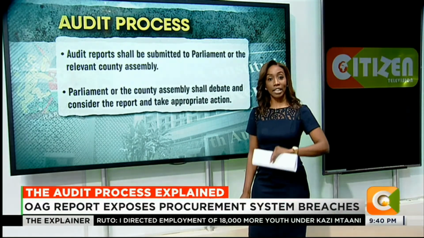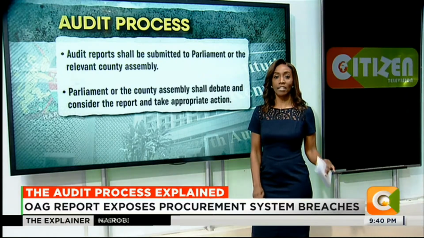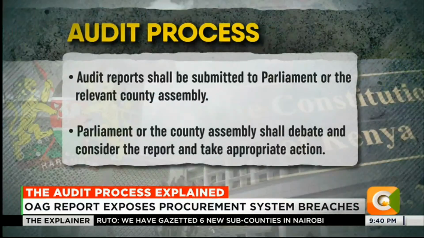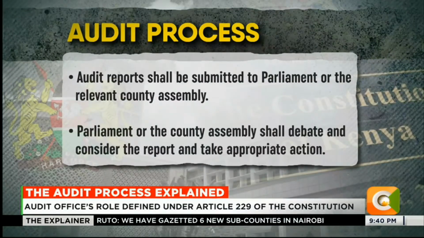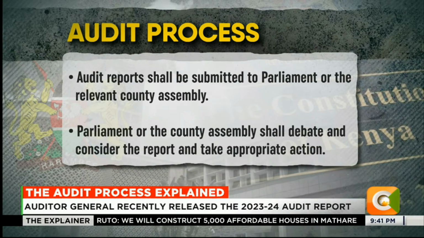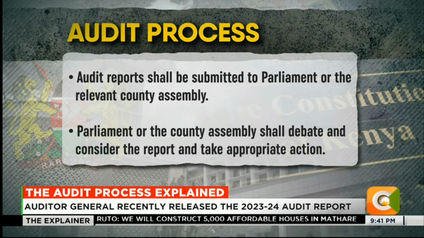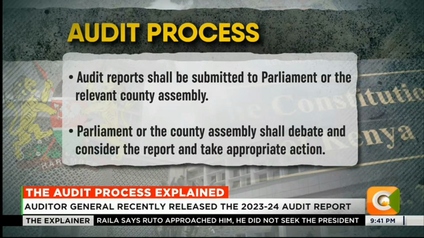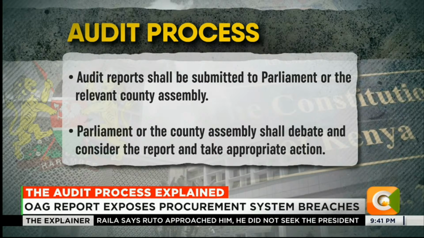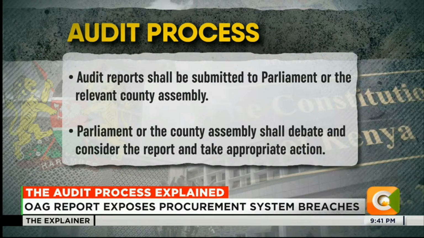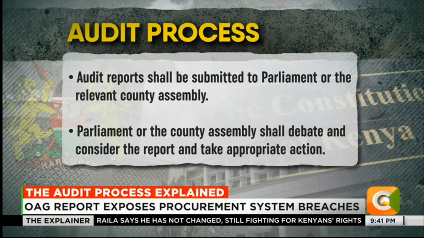The document that they come up with is public record and is made public immediately they are done with it. Here is the last important step after they have completed their report, and this is spelled out as well in Article 229, which states that the audit reports shall be submitted to Parliament or the relevant county assembly, and that within 3 months after receiving an audit report, Parliament or the county assembly shall debate and consider the report and take appropriate action.